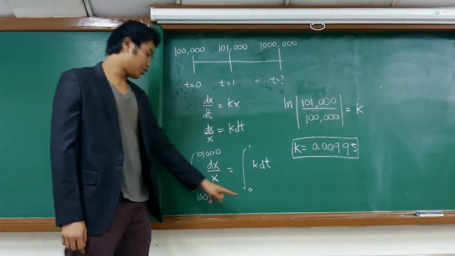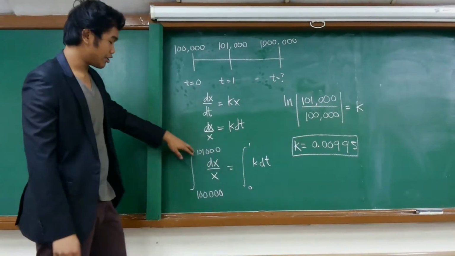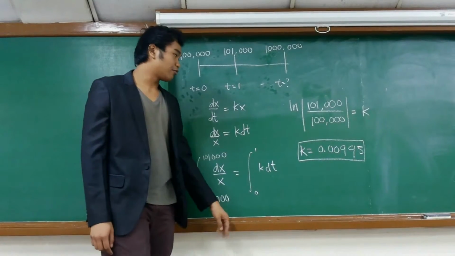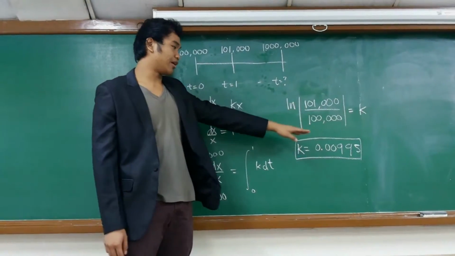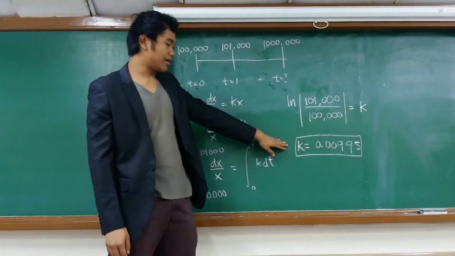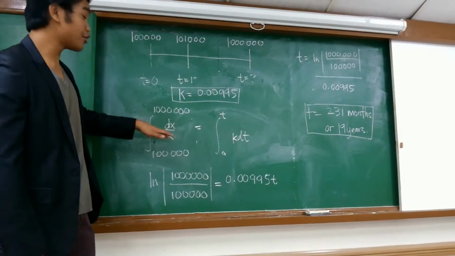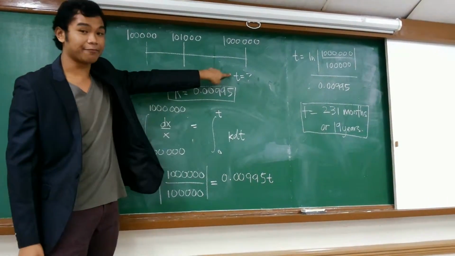At t equals 0, the population is at 100,000. At t equals 1, the population is at 101,000. So after evaluating that, we will get ln of 101,000 over 100,000 is equal to k. So now the value of k is equal to 0.0099. Now that we've solved for k, we can plug it into the equation. But take note, this has different limits because we're solving for t.